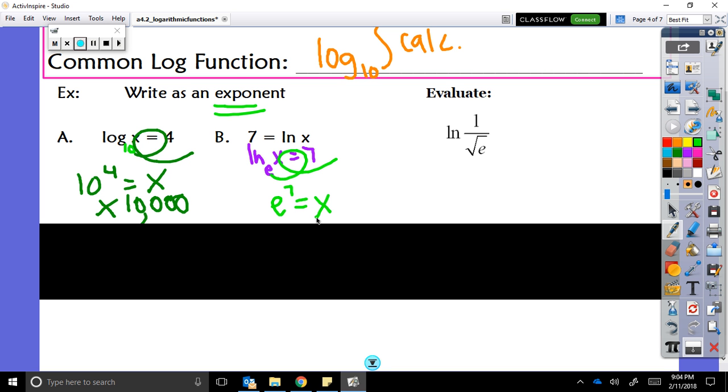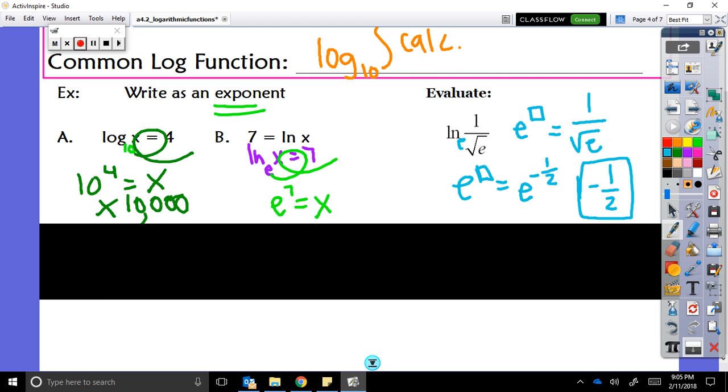All right, and then when we look at evaluating, again, remember this is base E. So remember the question we asked ourselves on the previous page. E to the what power is 1 over the square root of E. So E to the what power equals, remember if it's in the basement, it's negative. If it's downstairs, it's negative. The square root means 1/2. Okay, so our answer is negative 1/2.